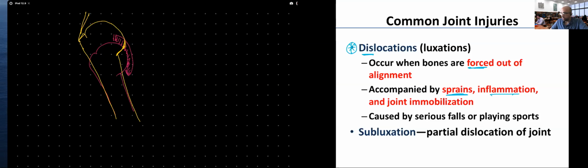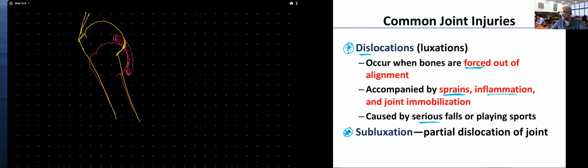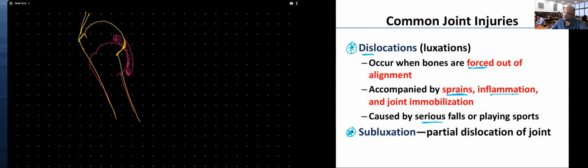Dislocations or luxations are going to be caused by serious falls or playing sports in most cases. A less severe form of a dislocation is called subluxation. It's a partial dislocation of the joint, in which I can force the bone out of its normal alignment, but without having to deal with the inflammation. Sprains are going to be some kind of overstretch to the ligaments and tendons.